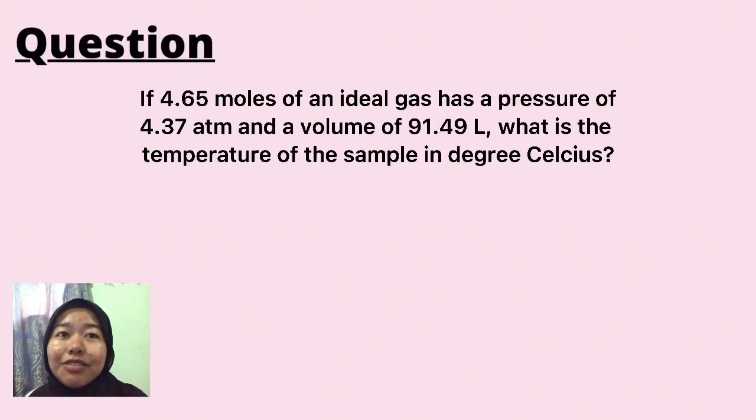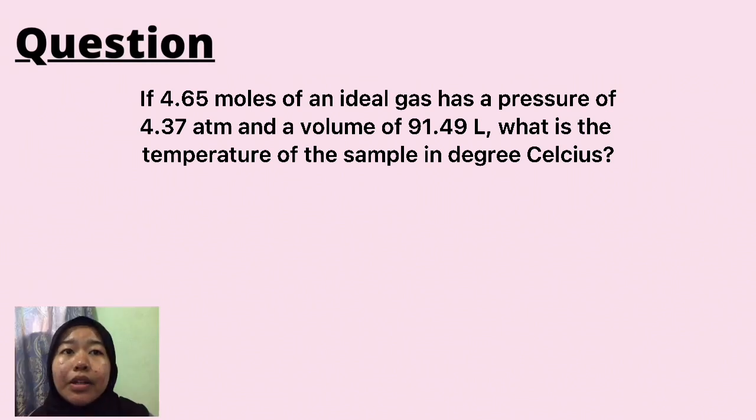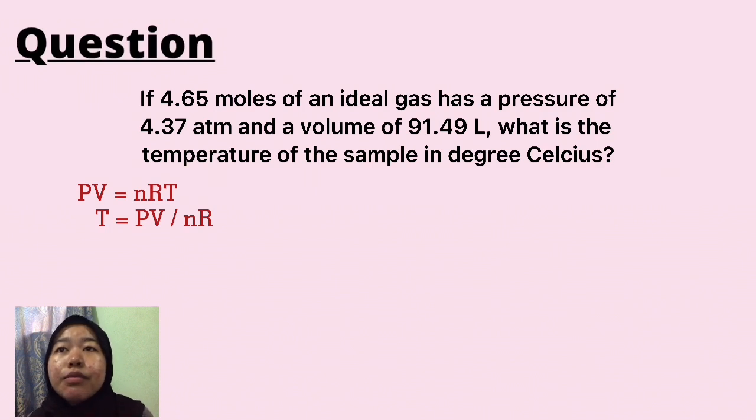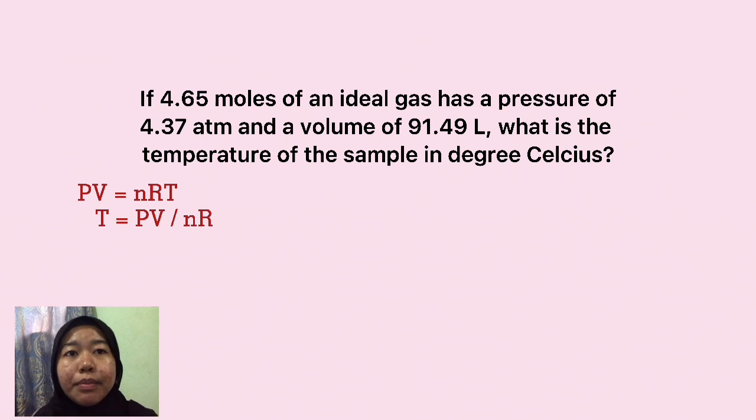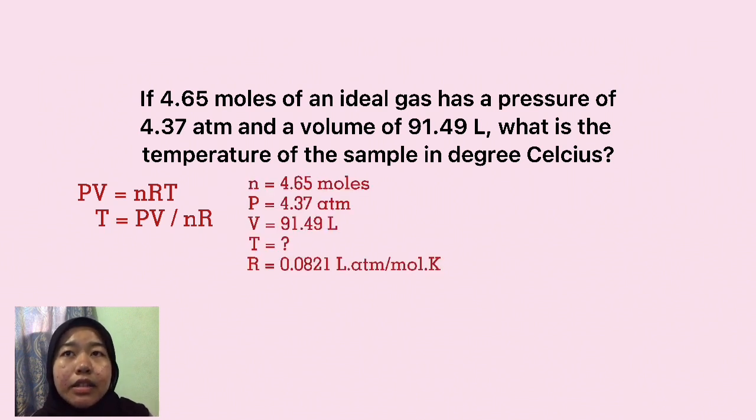Lastly, let's try to solve a question about the ideal gas law. The question is, if 4.65 moles of an ideal gas has a pressure of 4.37 atmospheres and a volume of 91.49 liters, what is the temperature of the sample in degrees Celsius? First step, we need to write down the equation of the ideal gas law, PV equals nRT. Then we rearrange the formula to make T the subject of the equation: T equals PV over nR. Then we write down all the information given in the question.